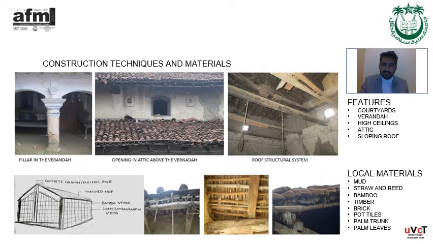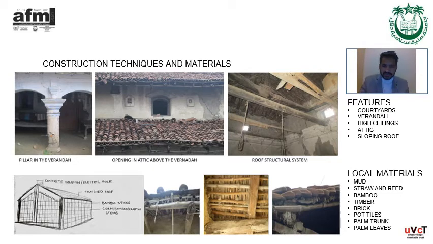Bricks and pot tiles were manufactured locally. Huts were made using thatched roof and bamboo sticks. If you talk about the courtyard houses, they were made using brick walls. Those walls were plastered with surkhi lime and mud mortar was used.